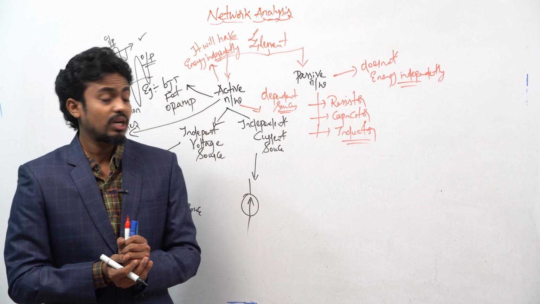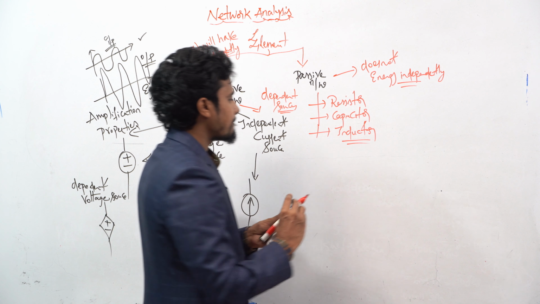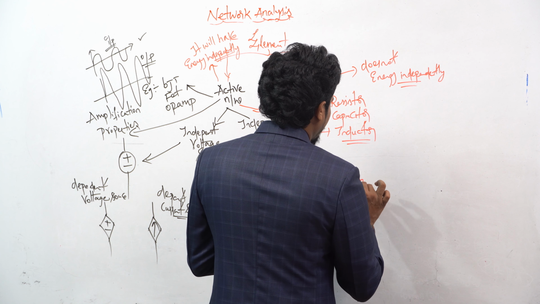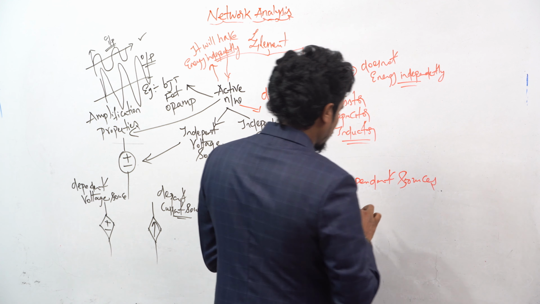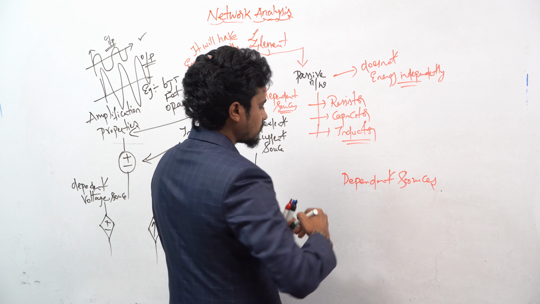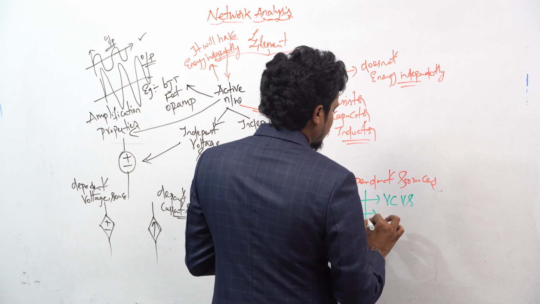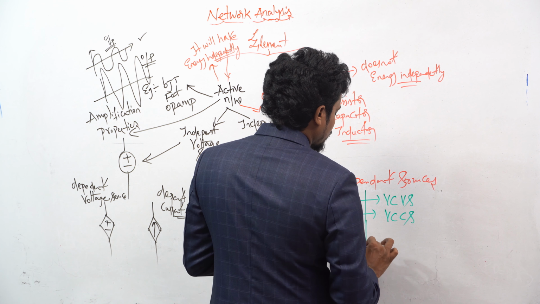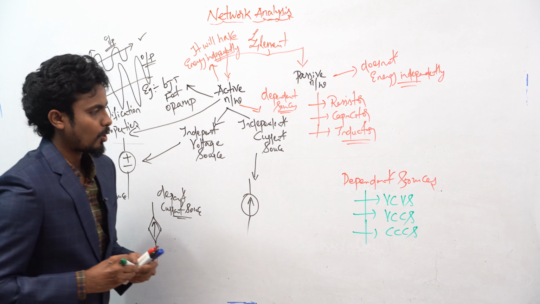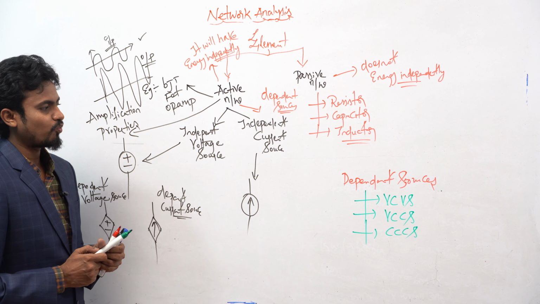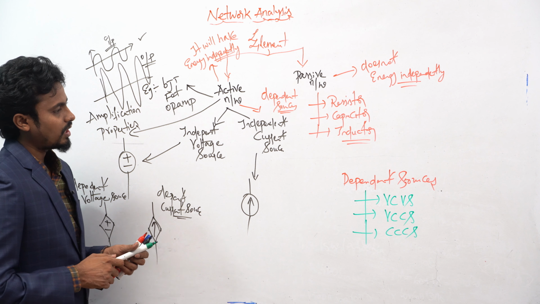The total dependent sources can be divided into three categories. The first is the voltage controlled voltage source, next is the voltage controlled current source, and next is the current controlled current source. Now let's see each one in depth.